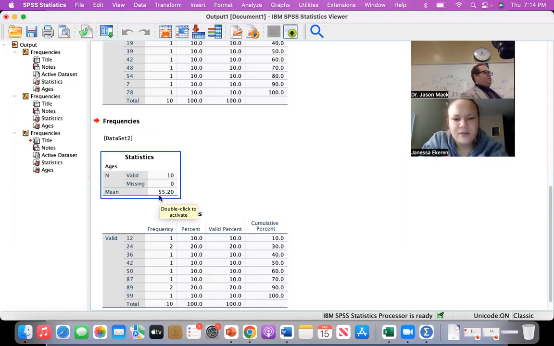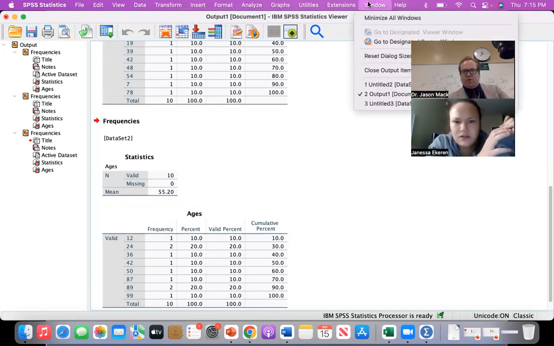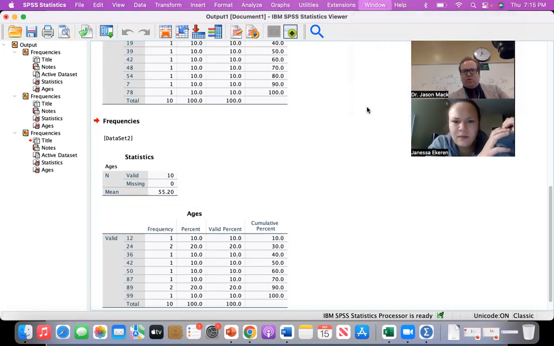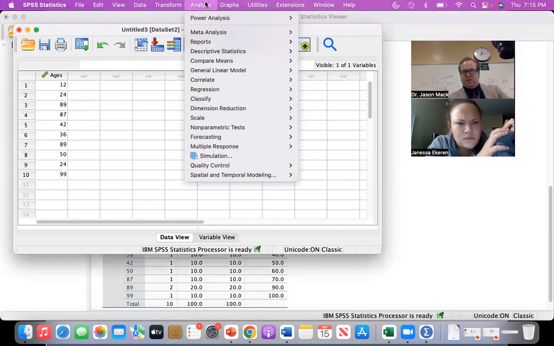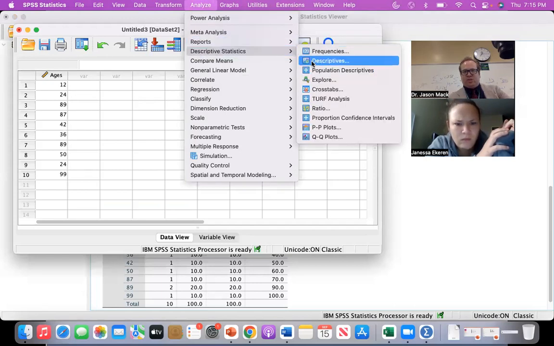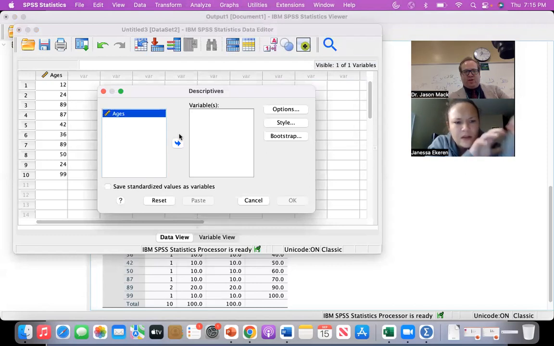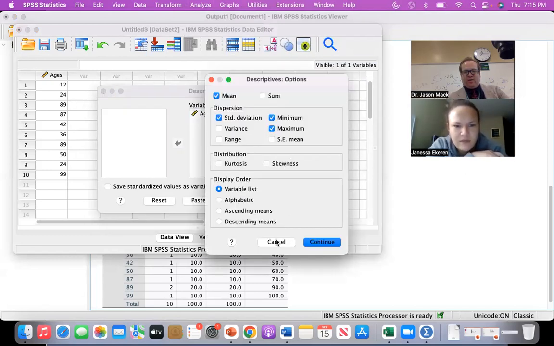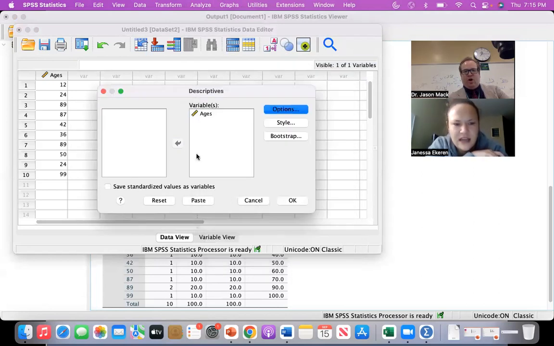I have a question. When you're switching that over, when those two boxes come up, what is that? What does that do? Go back to what you were doing, so we go to analyze in our menu, and you can do descriptive statistics, you can do descriptives. What you just did right there, with the arrow, what does that do? Oh, I was moving the variable over. I was telling it what variables I want to do something with.